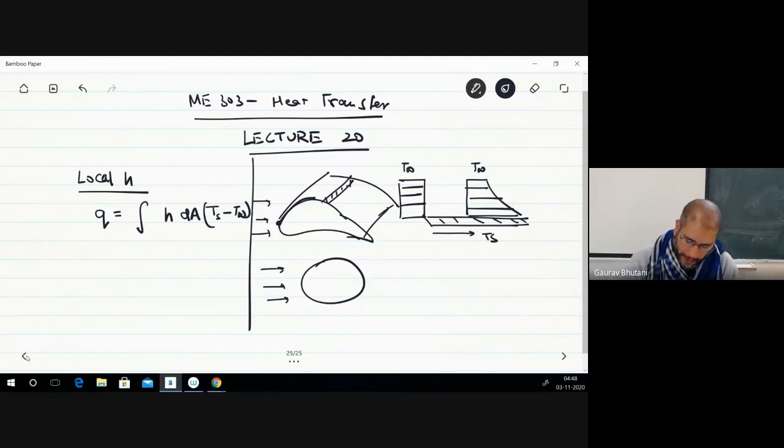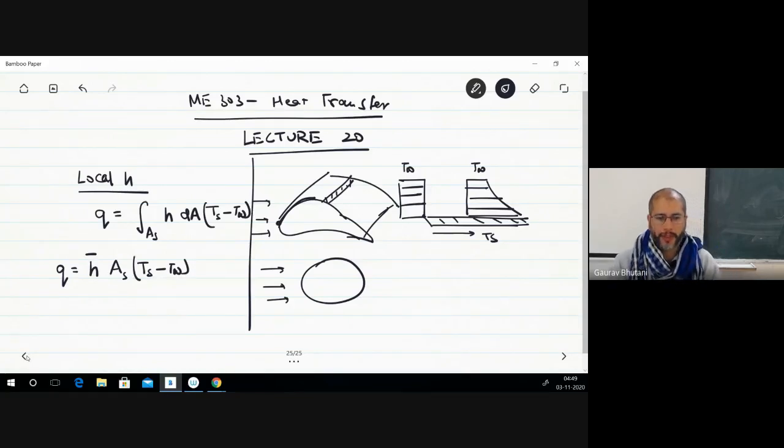So what we do is we say that we can define an average heat transfer coefficient in such a way so that the total heat that is flowing out from the body is written as an average value of h times the total area, so this is the total surface area, times Ts minus T infinity. Very common idea when defining averages. So this is how we define an average h bar.